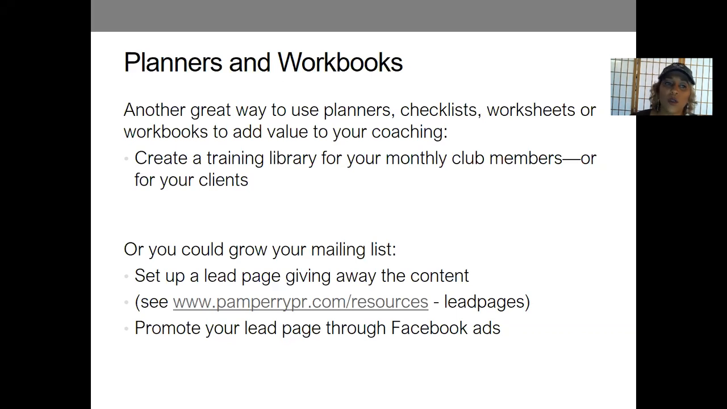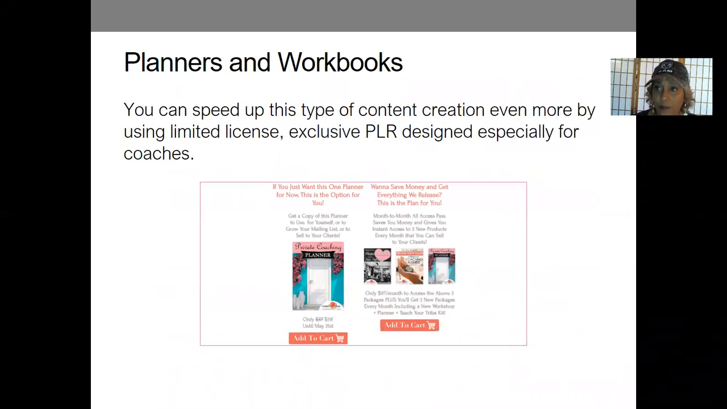So you create a training library in my monthly membership, which I do in the Pam Perry Mentoring Group, or you can use it, like I said, in a lead page where you can grow your mailing list. If you go to pamperrypr.com/resources, you'll see how to use lead pages. Lead pages is phenomenal. There's a lot of different ones, like ClickFunnels and ConvertKit, a ton of them, but I like lead pages. And you can promote your lead pages through Facebook ads, all right?